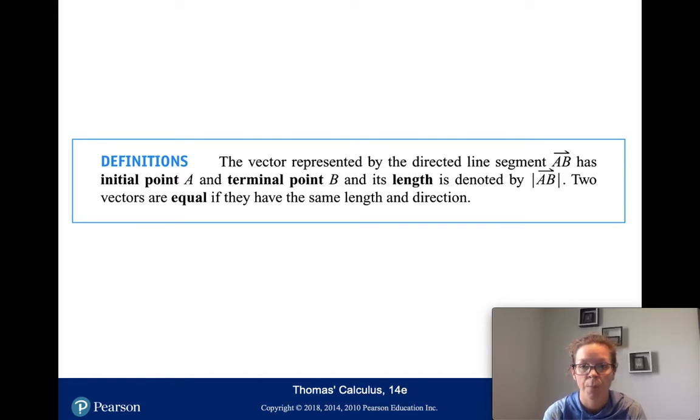A vector is represented by a directed line segment, like AB there with the arrow above. Its length, we denote by putting absolute value around it. It looks like the absolute value symbol there. That means length, so it doesn't mean make it positive. It means the magnitude or length of that vector. And two vectors, again, are equal if they have the same length and direction.